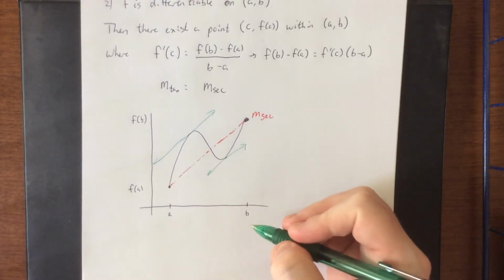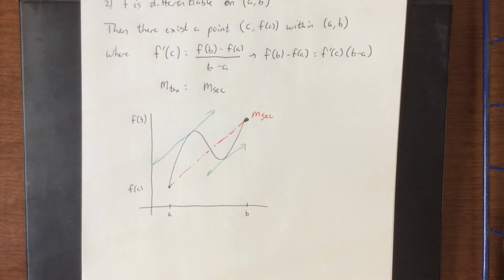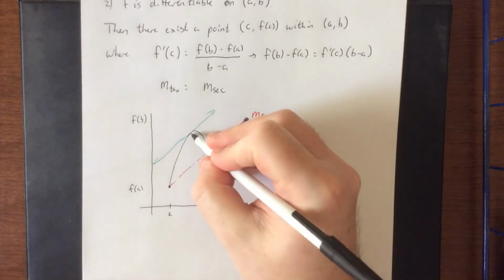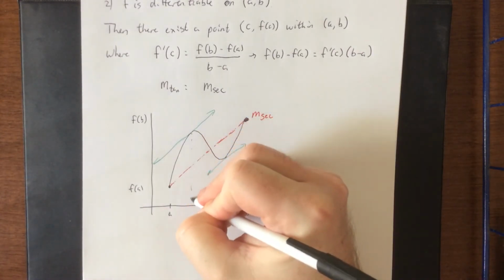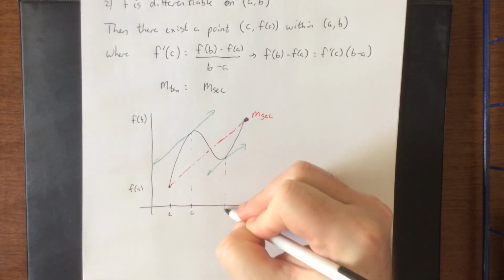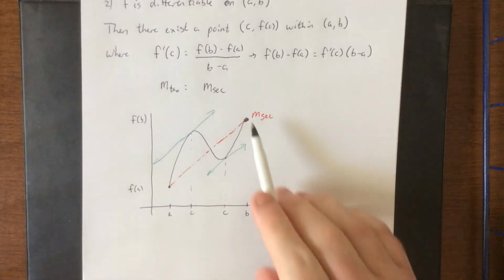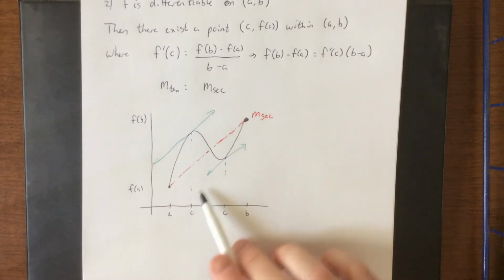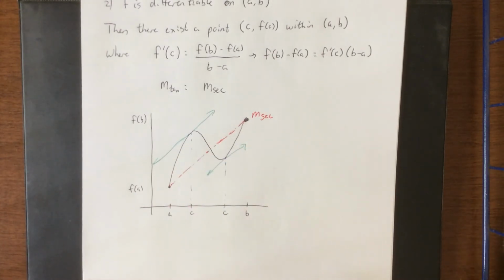Now, just like Rolle's theorem, the existence of this point does not imply the uniqueness of this point. That is to say, the mean value theorem states that there will be a point. It doesn't specify how many there will be. So that could be c, or this down here could be c. The important point is that these lines are all parallel to each other. They have the same slope.